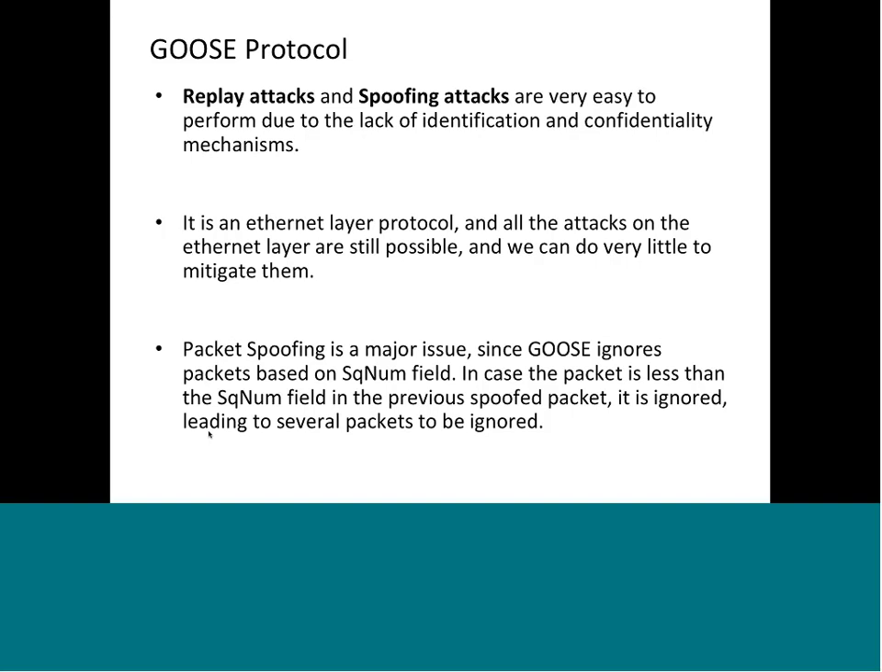One big issue that we discovered in the protocol was the sequence number field. The protocol specifies that the sequence number has to be incremented continuously, and if you receive a sequence number that is way higher than the previous sequence number that you received, or if an attacker spoofed a message with a way higher sequence number, then all the messages received with a sequence number lesser than the spoofed value are ignored.